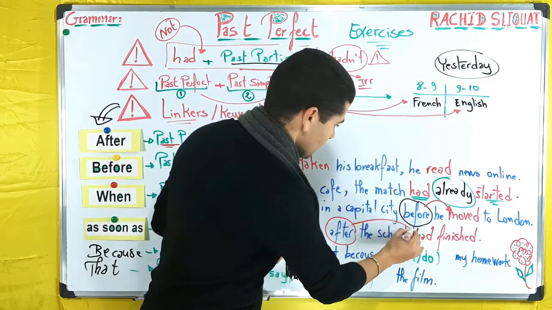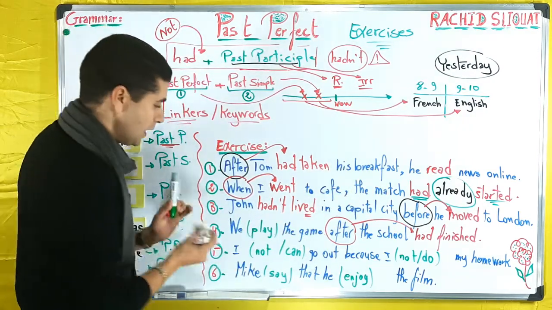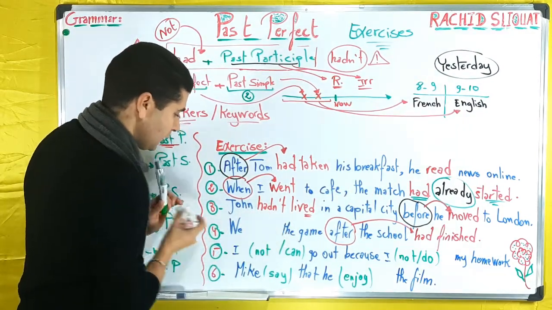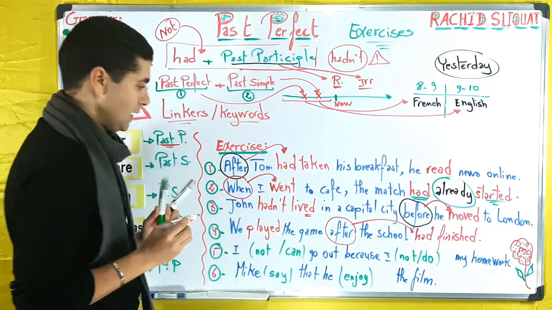Why had finished? Because here we have after, okay? The following verb in past perfect and the other in past simple. This one, we played. Okay, we played the game.